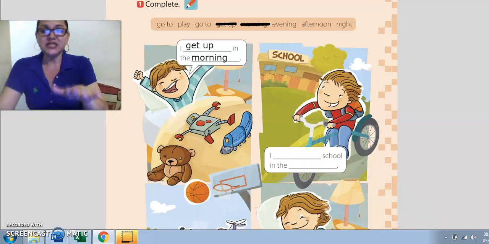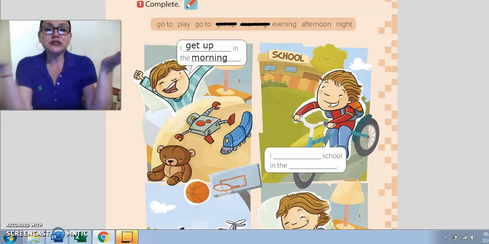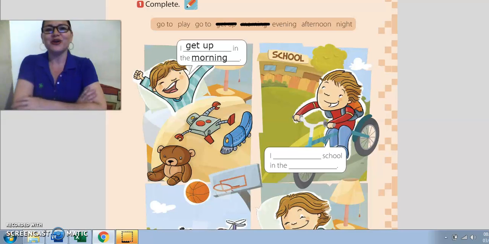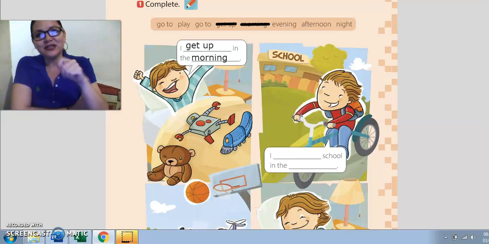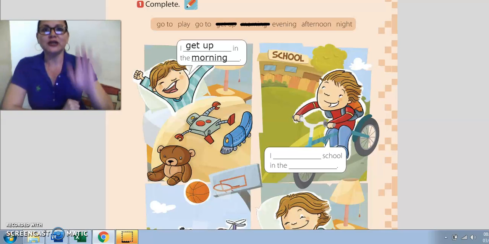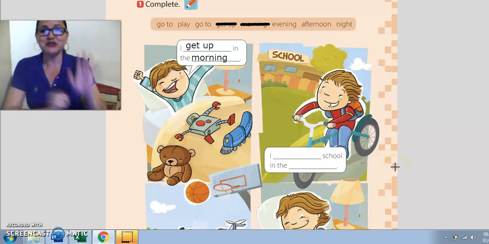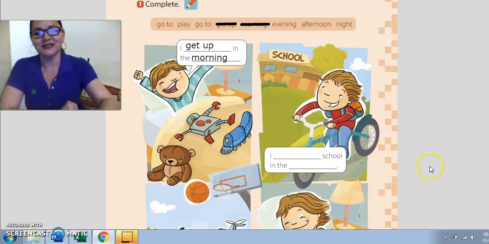When you finish this for homework, you finish unit number 5. So, please answer this, finish this space, and you finish unit 5. When you finish this, cuando termines esto, you finish unit 5. Terminaste la unidad 5. Okay?